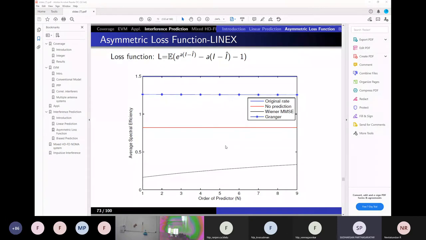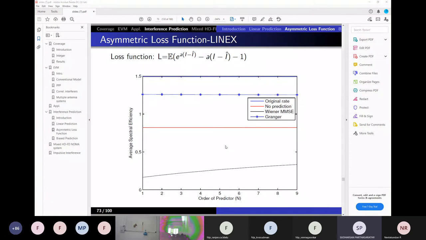Now using this, we are able to do much better. The blue line with the star uses the LINEX function, the linear exponential function. That is much better than no prediction or the Wiener MMSE. It is almost close to achieving 80% of the original rate, or 85% of the original rate.